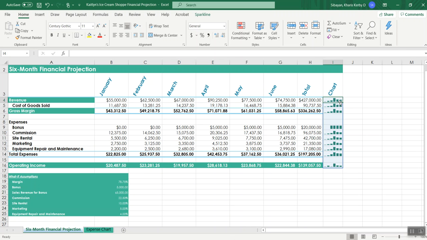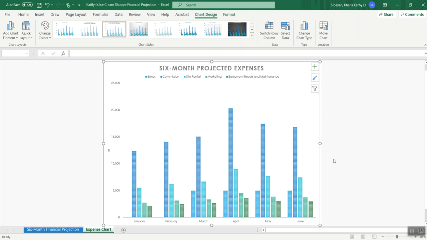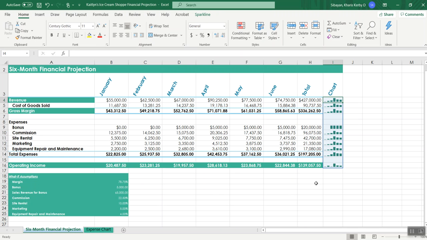This is how your chart looks like, and this is the expense chart for the second portion. Make sure that you are selecting the right data so that your chart looks exactly the same as the illustration provided from your book.